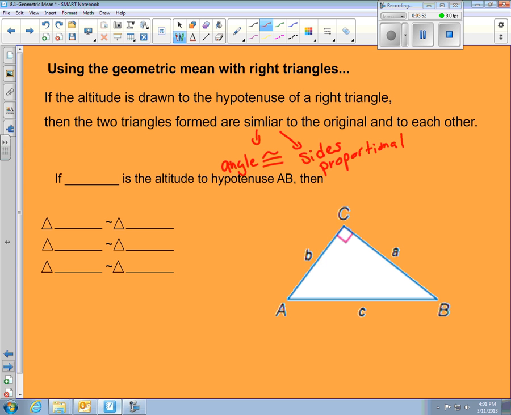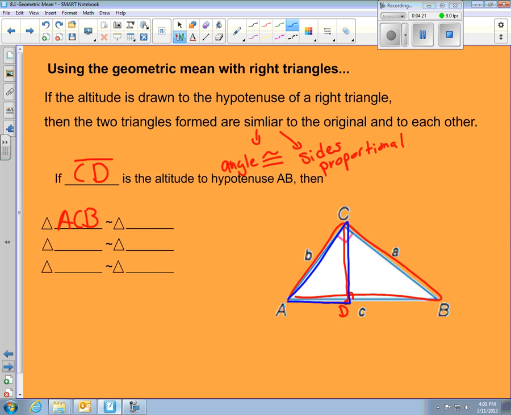All right, so if, we're going to drop down a CD. So if segment CD, so that means we're dropping this down and making a right angle and putting in a point D, is the altitude to the hypotenuse, then triangle ACB, that's this large one here, is similar to, now we're going to look at our small one, ADC. So those two triangles are similar.